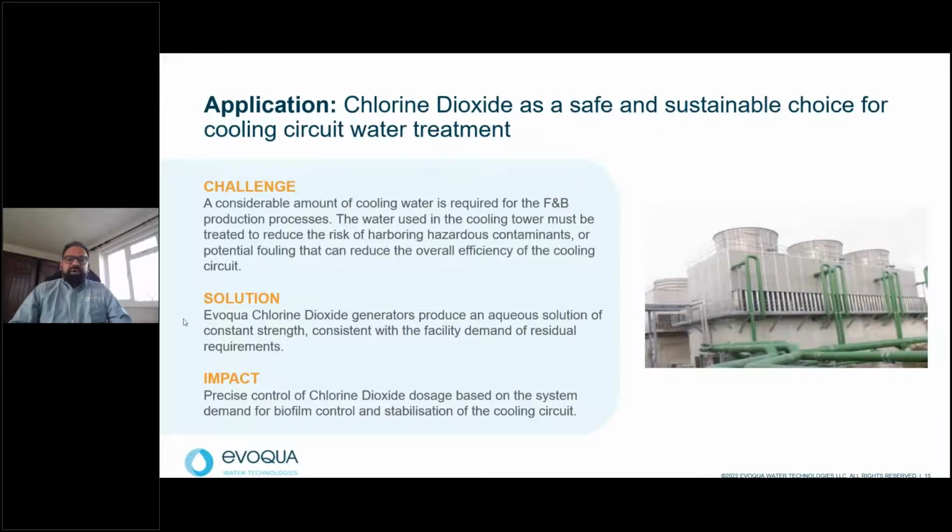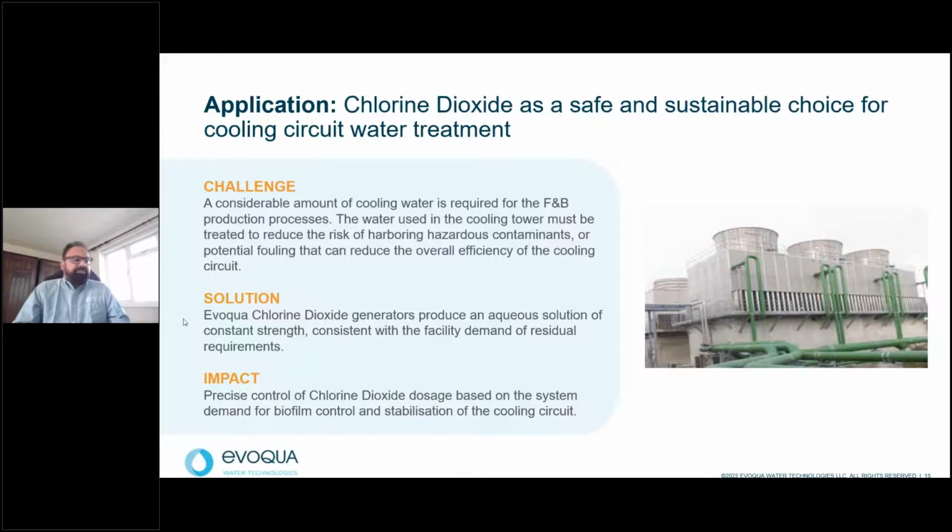Going further, I would like to present our first case, in which the equipment has already been installed. As you know, food and beverage industries need a considerable amount of water on the cooling side, which is mainly due to pasteurization and process cooling. The challenge for the cooling towers is the control of bacterial slime and algae. Irrespective of whether it is a recirculating type or a single pass, the basic challenges for cooling towers remain the same.